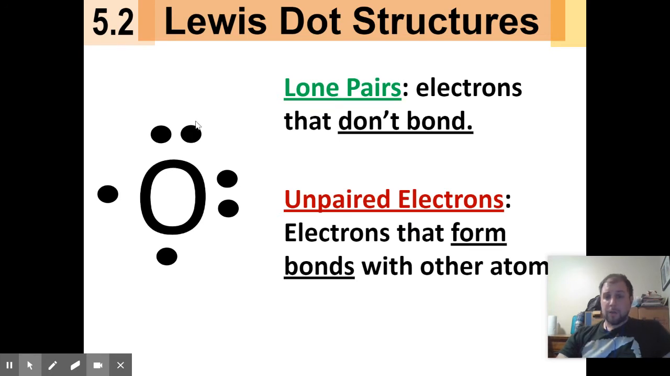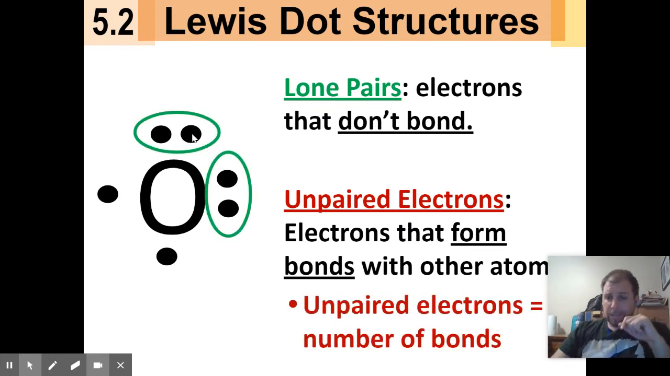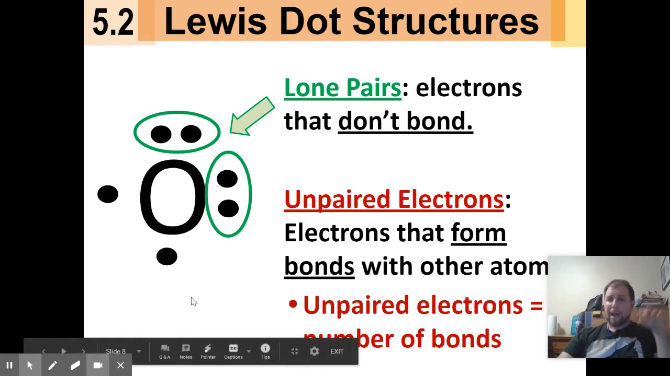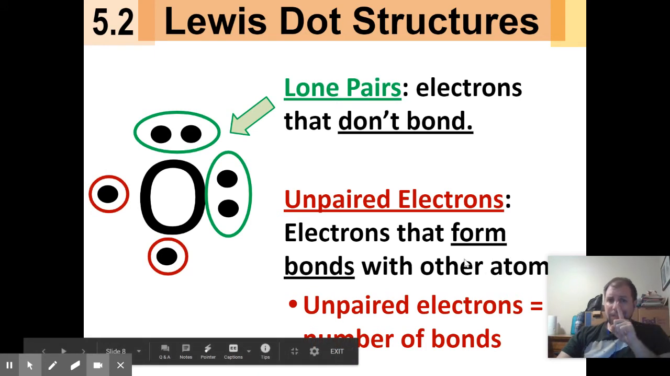So here's, again, the Lewis dot structure for oxygen. These electrons that have been doubled up as we go around, these guys don't bond. They will not form any bonds. We call these lone pairs because they're pairs of electrons that keep to themselves. They don't bond. These single electrons that we're left with as we draw the electrons around the symbol are called unpaired electrons. These are the electrons that will form bonds.